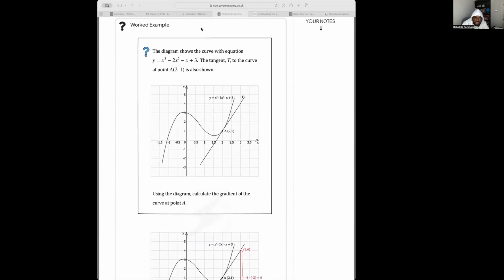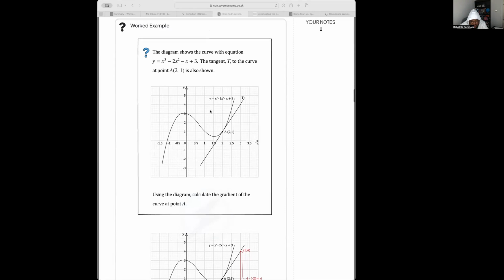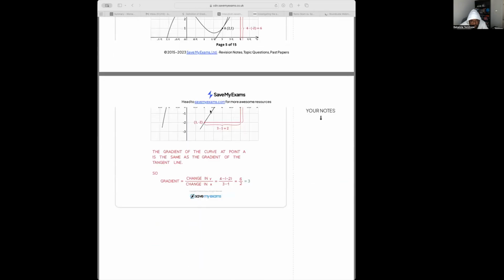So let's look at the first one. The diagram shows a curve. So let's look at how to find the gradient of a curve at a particular point. You have to do dy/dx. You can differentiate that.